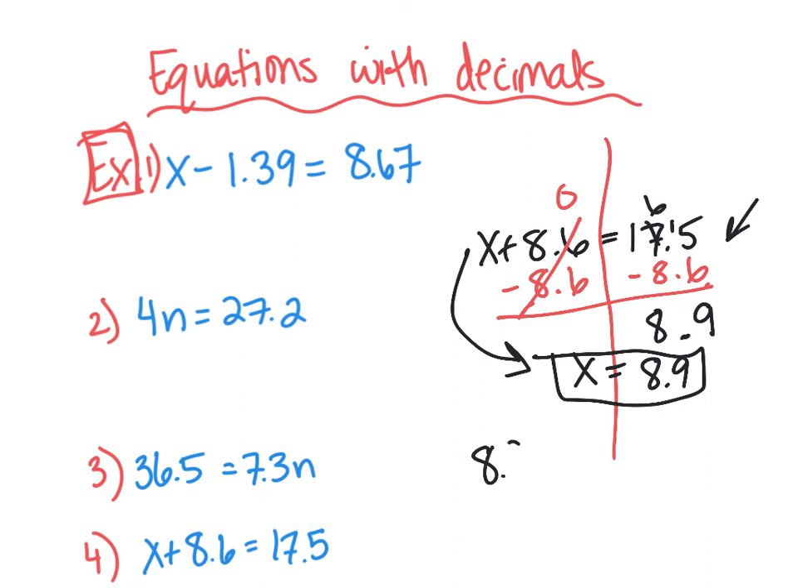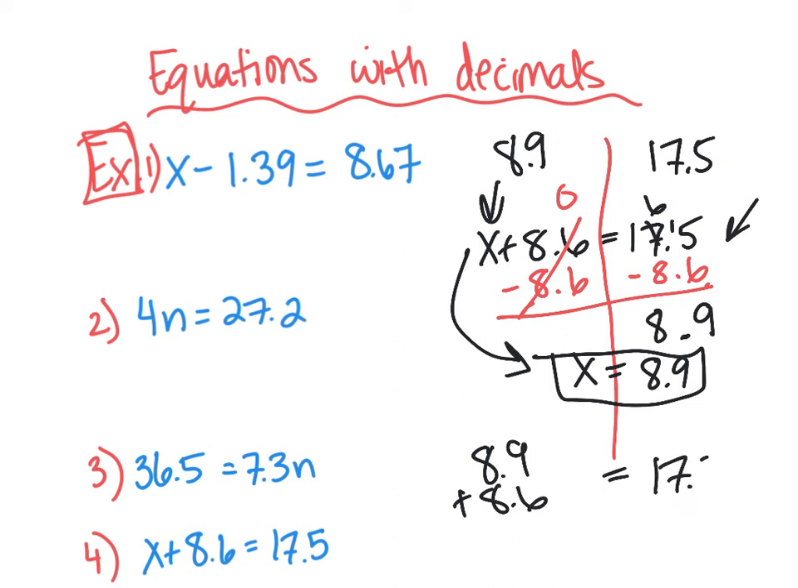So I need to do 8.9 plus 8.6. Again, I just plugged in 8.9 here. And I want to make sure that it equals 17.5. So that's what we're trying to make sure that our addition equals. So 9 plus 6 is 15. And then I have 8, bring my decimal place down. 8 plus 8 is 16, plus 1 is 17. So 17.5 equals 17.5. Yes, I have done it correctly.